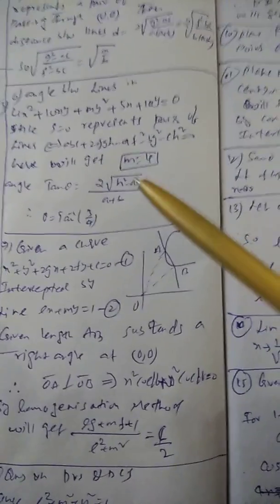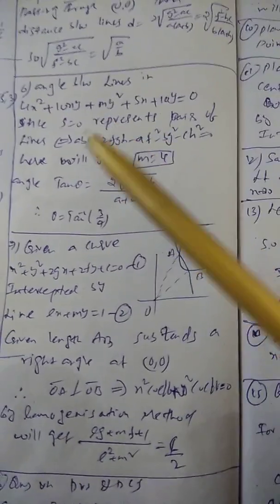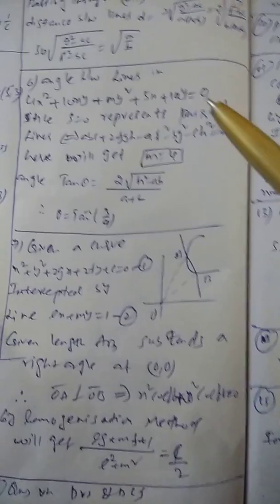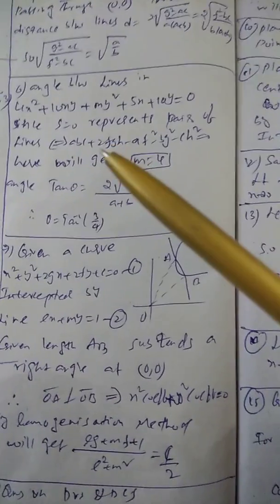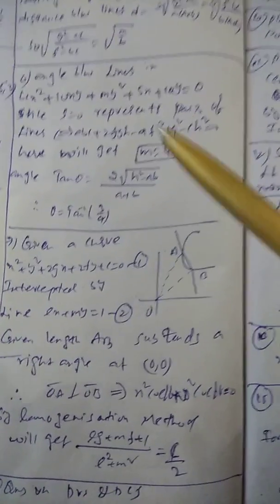One question. Here one equation is given, a question from pair of straight lines. Find the angle between the pair of lines.